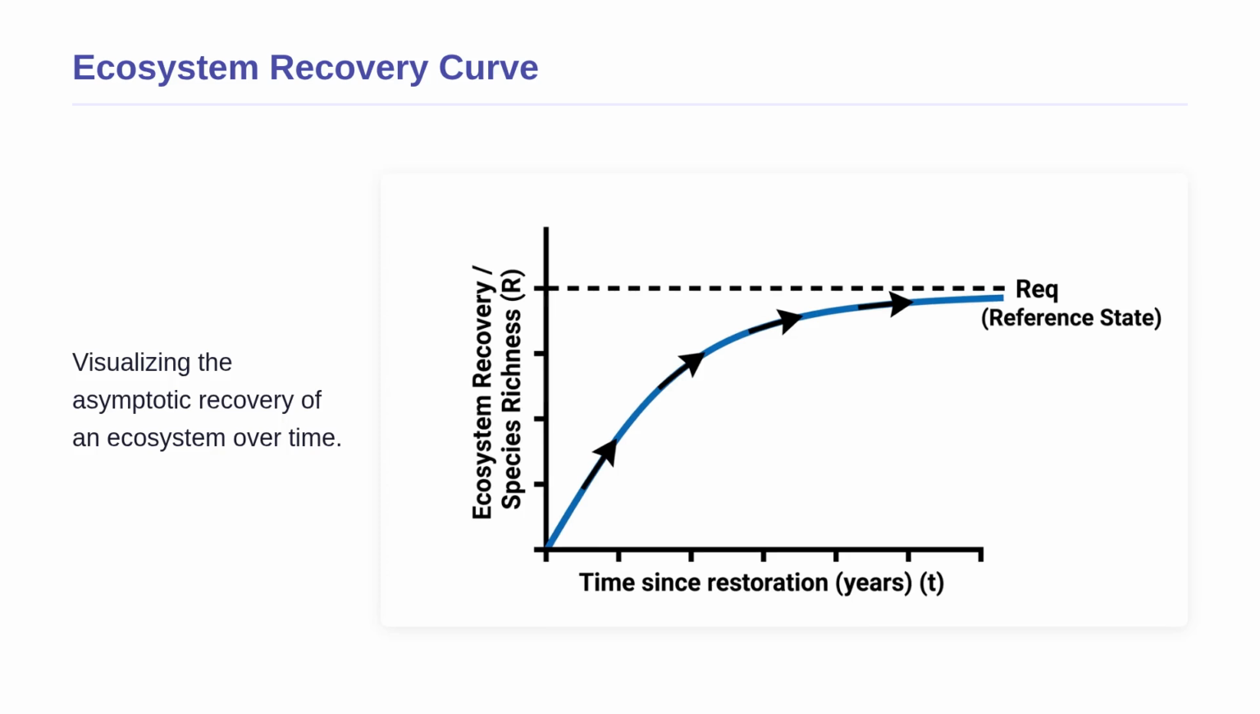Having calculated these values, let us visualize what this mathematical model actually looks like. Here, we have the asymptotic ecosystem recovery curve. On the horizontal axis, we have the time elapsed since the restoration project began. On the vertical axis, we measure the ecosystem's recovery, such as species richness. Notice the dashed horizontal line at the top? This represents our reference state, the ultimate equilibrium target.